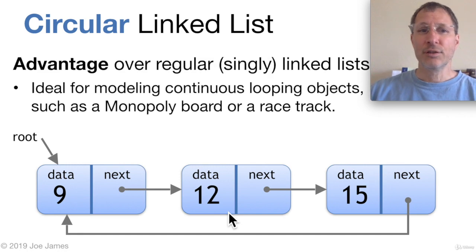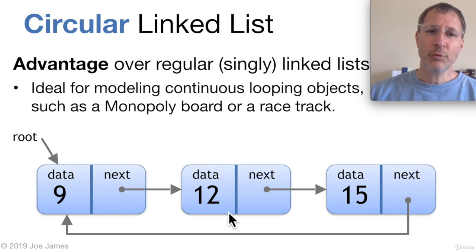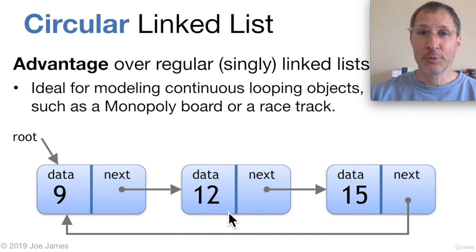So what are the advantages of a circular linked list? Well, it's great for modeling continuously looping data or objects. So something like a Monopoly board or any game board or a racetrack or something that continuously loops. And there are a lot of different looping objects in the real world. So if you want to model some continuously looping set of objects in a computer program, a circular linked list is one way to do that.